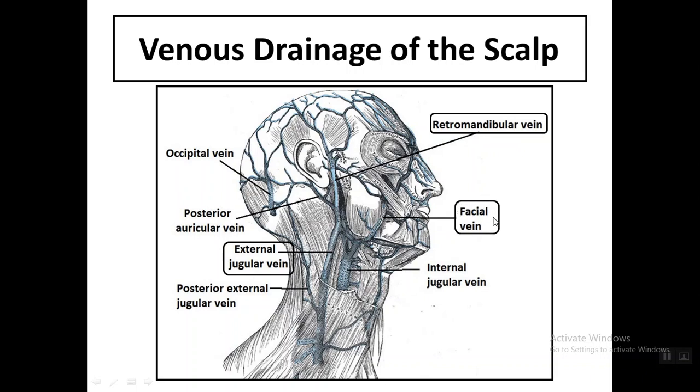This is the facial vein. We see that the facial vein is formed at the medial angle of the eye by the supraorbital and supratrochlear veins, and it will drain into the internal jugular vein. And another vein, which is the retromandibular vein, and the external jugular vein. The external jugular vein is formed by the posterior auricular vein with the posterior division of the retromandibular vein. The retromandibular vein is formed by the superficial temporal vein and the maxillary vein.